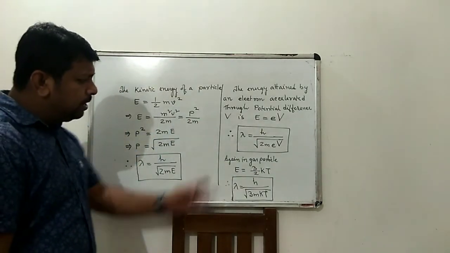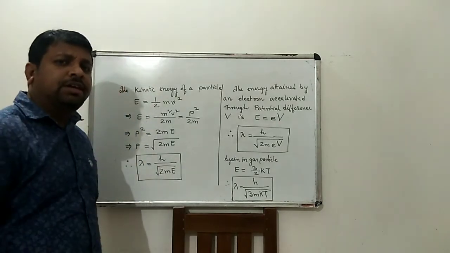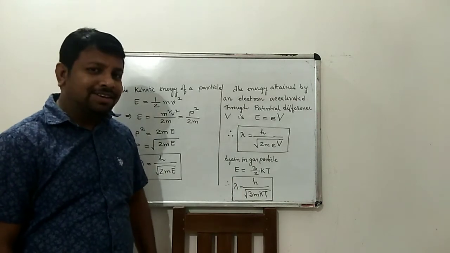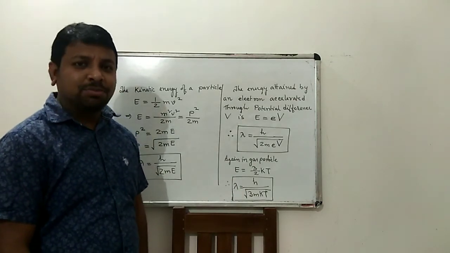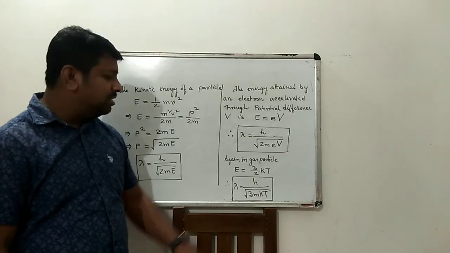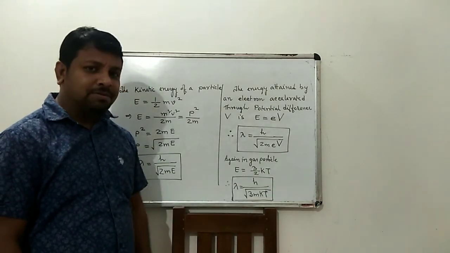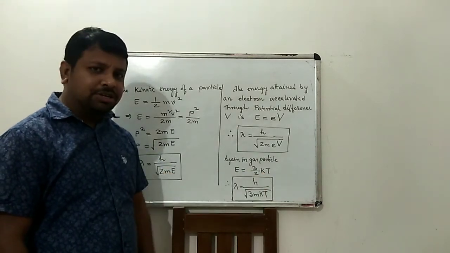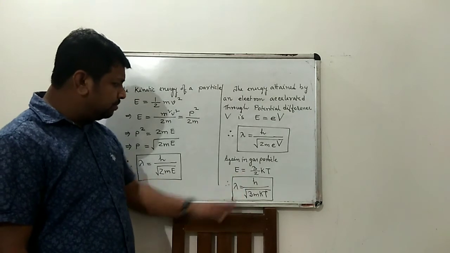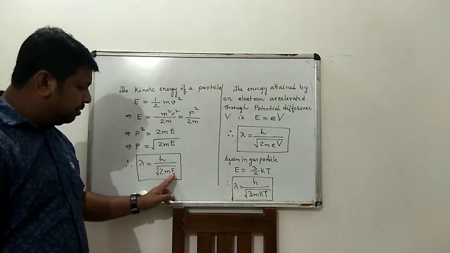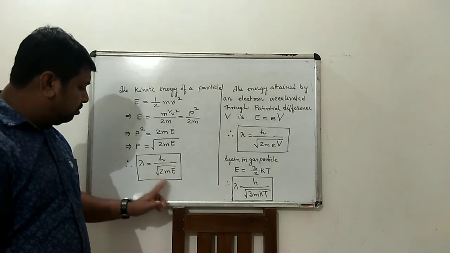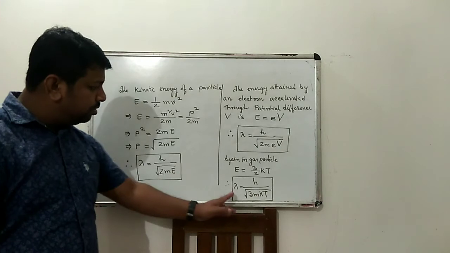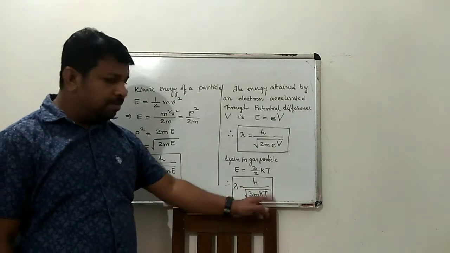Again, in case of gaseous particle, we know that if the particle is a gaseous particle, then this energy is equal to 3 by 2 kT. That means the average kinetic energy of a gas molecule in terms of temperature, obtained in terms of Boltzmann constant k, is E equal to 3 by 2 kT, where k is Boltzmann constant. If you substitute the value of E in this equation, lambda equal to h by root over 2mE, E means 3 by 2 kT, then 2 cancels, and we get lambda equal to h by root over 3 m kT.